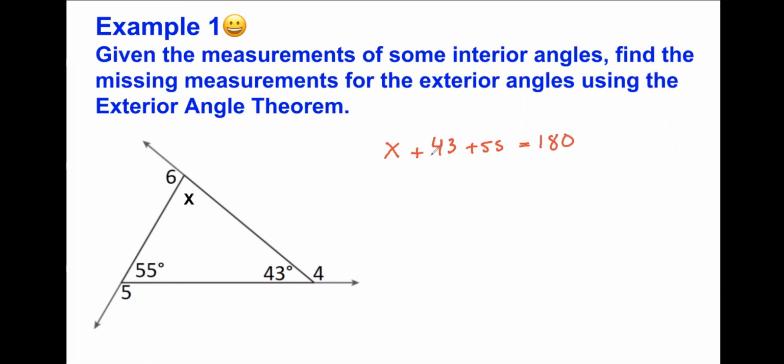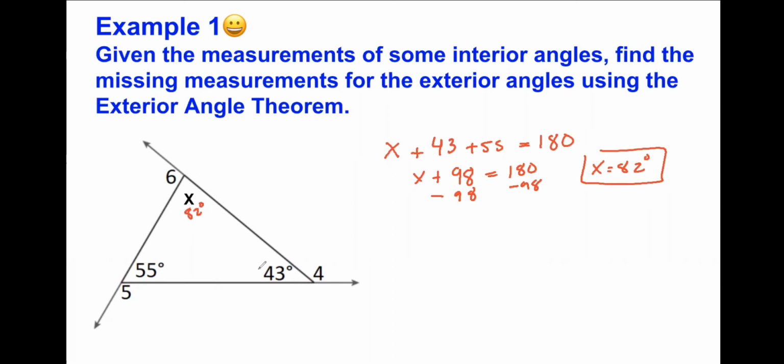From here, let's simplify. Okay, so I have X plus 98, 3 and 5 give me 8. There you go. Equals 180. Subtract 98 on both sides. X will then equal 82 degrees. Correct. Okay, so this one will be 82 degrees.